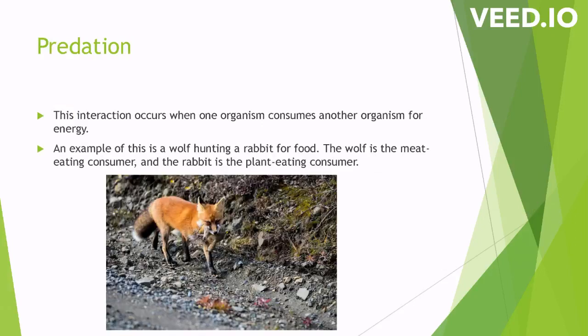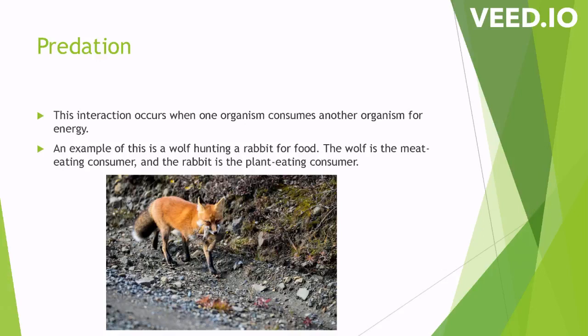All right, so predation, which I mentioned briefly with lions. Here we have a fox and a rabbit. It's the interaction that occurs when an organism consumes another organism for energy. The example is a wolf, or rather the image is a fox. Same concept. The fox is hunting the rabbit for food. The fox in this example is the meat eating consumer, and the rabbit is a plant eating consumer.